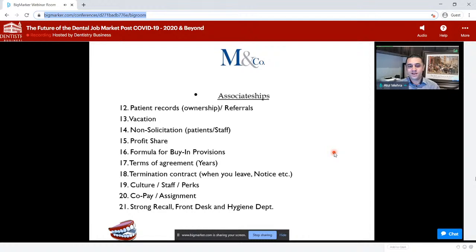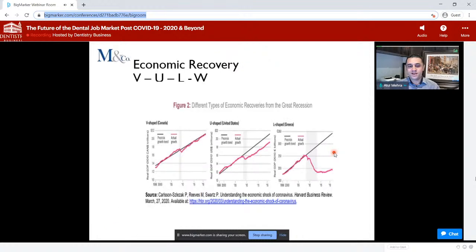So for those of you out there that just graduated and are looking for a position, these are just some high-level tips. And hopefully as you go through the process, you can cross them off the list.